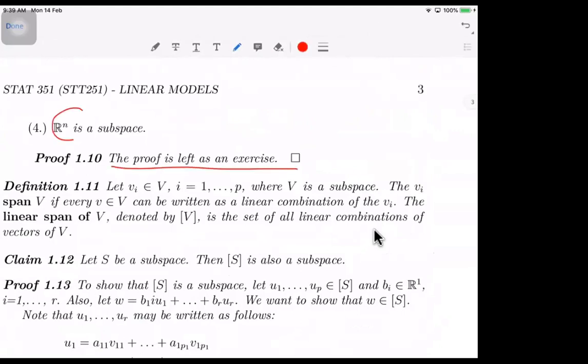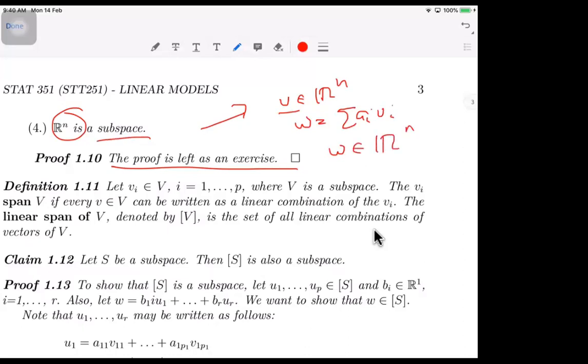And the whole R^n, the n by 1 elements, is also a subspace. So the proof is left as an exercise. How do you prove this? You get elements of vectors in R^n, do a linear combination of them, and then show that w is also in R^n. Then that will be a subspace. Okay? Another definition that we have here is span and linear span.